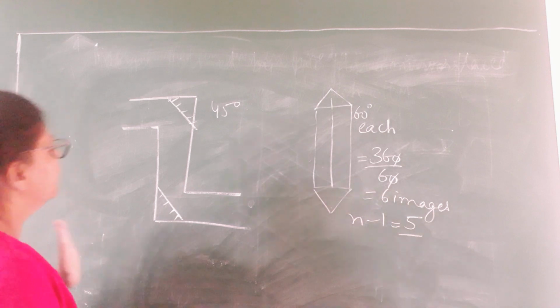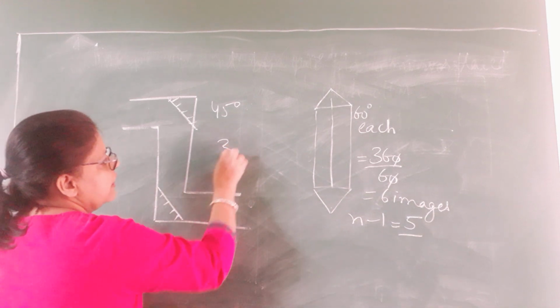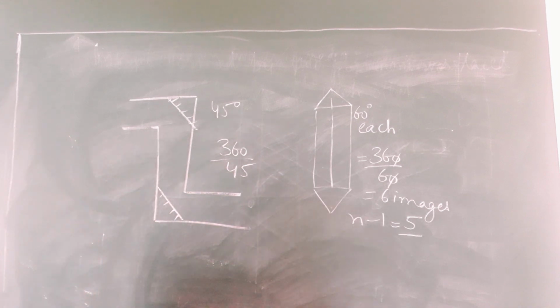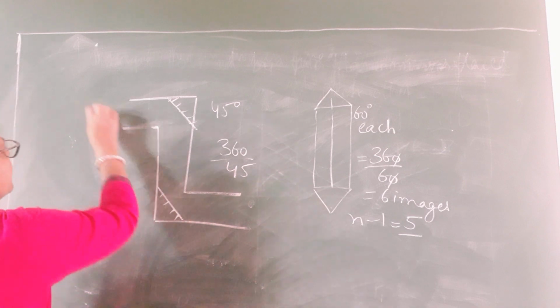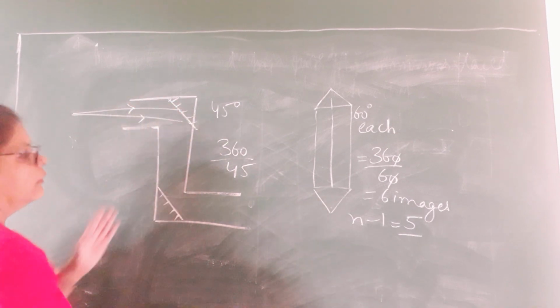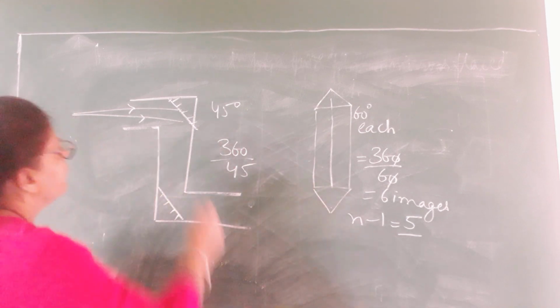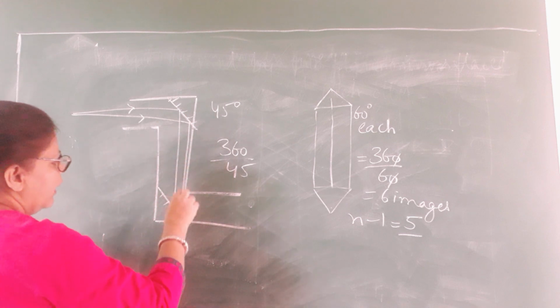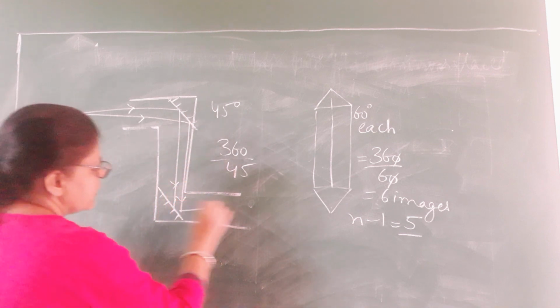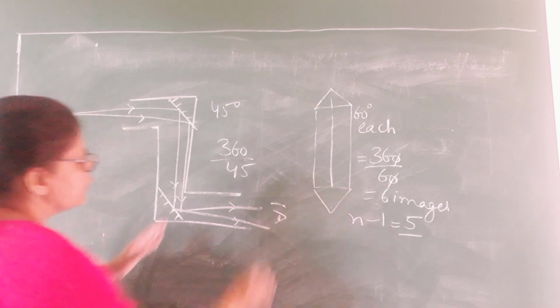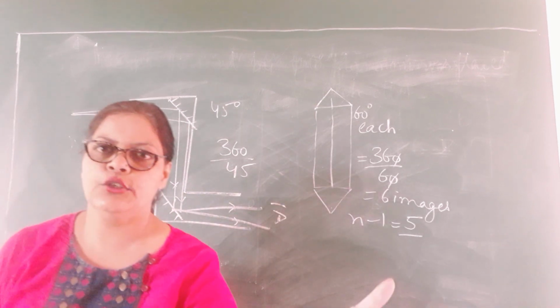While in this case, it is 360 upon 45, and you calculate how much it works out to. And therefore, in a periscope the rays of light enter, get reflected from the first mirror, and finally get reflected from the second one, and emerge out and a person is able to see. This is used in submarines.